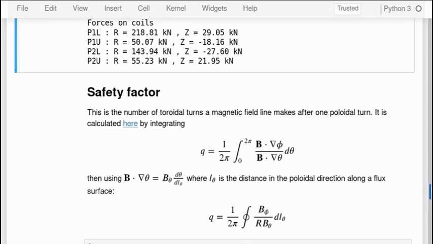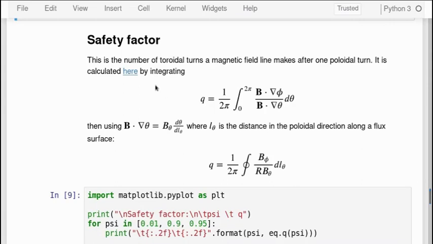Finally, an important plasma parameter is the safety factor, which is calculated by the number of toroidal turns a magnetic field line experiences for one poloidal turn. So it's the integral over the poloidal angle theta of the change in toroidal angle with change in poloidal angle. So this is the change in toroidal angle along the field line. This is the change in poloidal angle along the field line. So the integral of these gives you the number of times the field line moved toroidally.